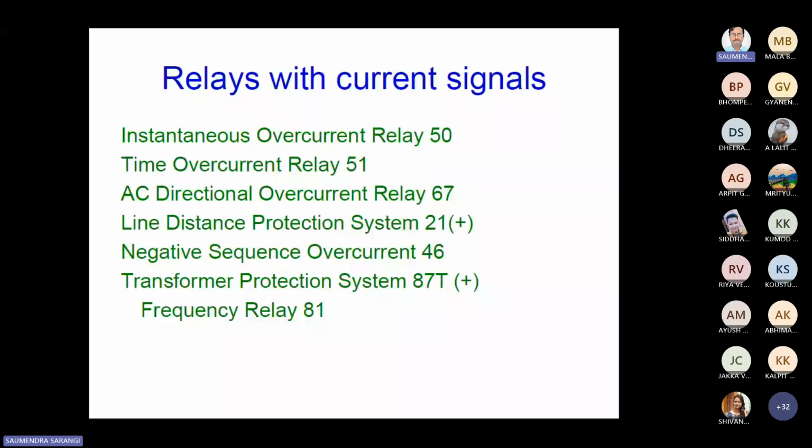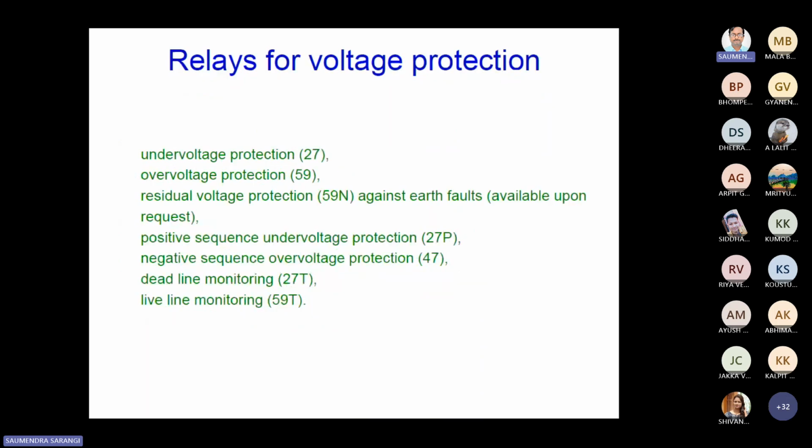that maybe with time. If you want instantaneous overcurrent relay, it means immediately it will trip; we cannot control the time. Time overcurrent relay means we can control the time, like I have shown in the mechanical relay. Then AC directional overcurrent relay, then distance protection scheme, that is 21, plus negative sequence overcurrent relay 46, transformer protection schemes, that is 87T, undervoltage protection, overvoltage protection.